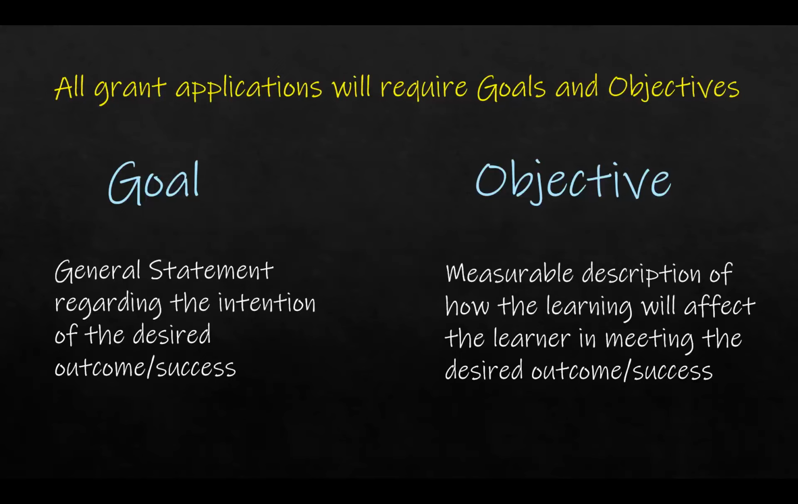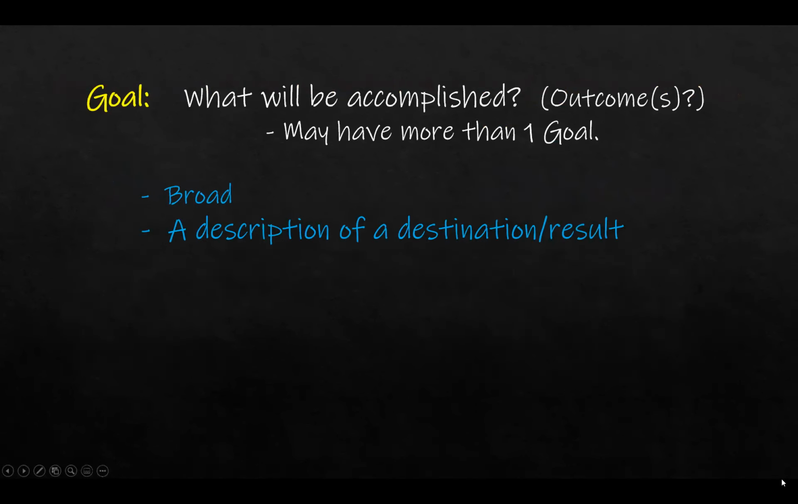Measurable descriptions of how the learning will affect the learner in meeting the desired outcomes of success. Objectives show how activities will meet the needs of the goal. And they're two distinct things, but sometimes people get these two confused. A goal is broad, like I said, and it's a description of a destination or result. What is going to be accomplished? You may have more than one goal in your application, but you're not going to have too many.